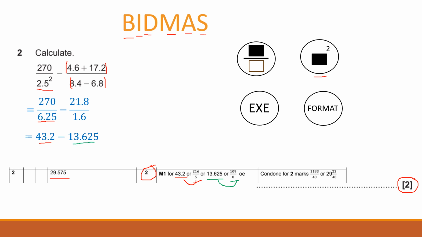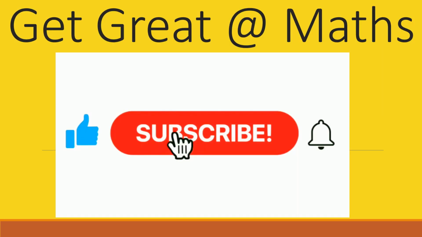Now it's got an OE next to it, which means or equivalent. So you could write an equivalent answer. Similarly, for the final answer, instead of 29.575, you could have written the 2 answers which have been given over on the right hand side, as a top heavy fraction or a mixed fraction, to get the final 2 marks as well. Any of these answers are acceptable.